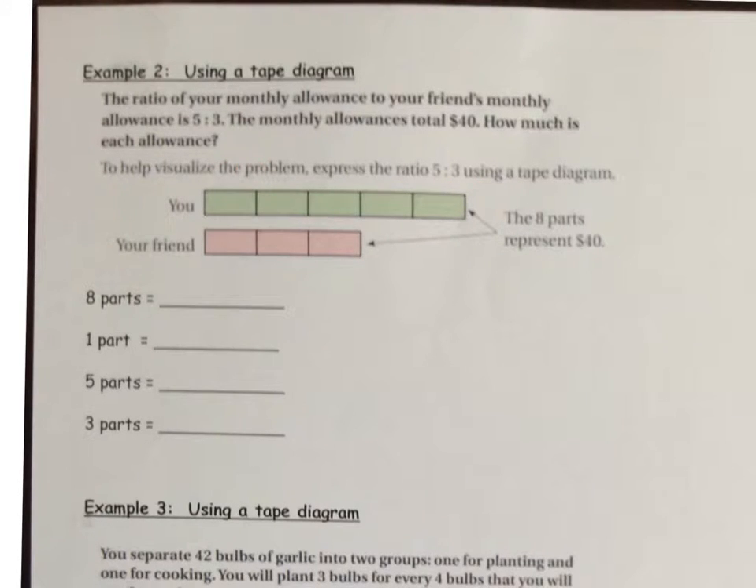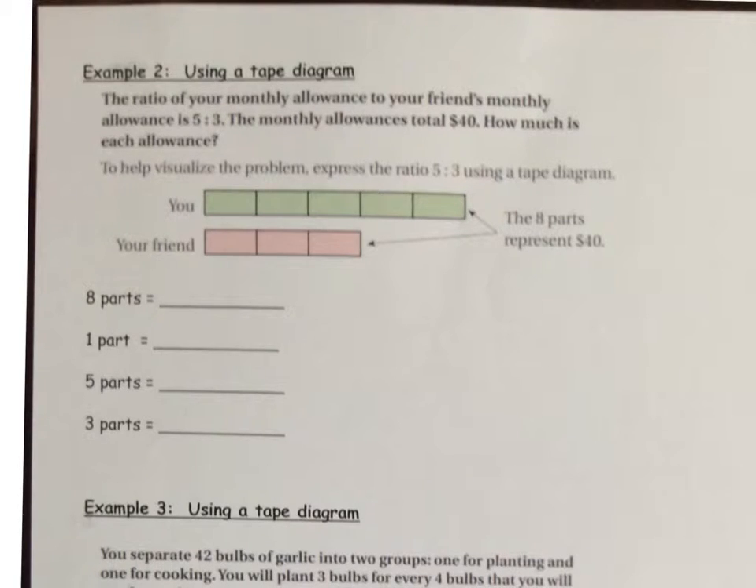Here's our tape diagram. Since our ratio is 5:3, we know we need to have 5 parts and 3 parts, creating a total of 8 parts. Now remember, we don't know what each allowance is, yours or your friend's. What we do know is that the total allowance is $40. So we know that these 8 parts must represent a total of $40.